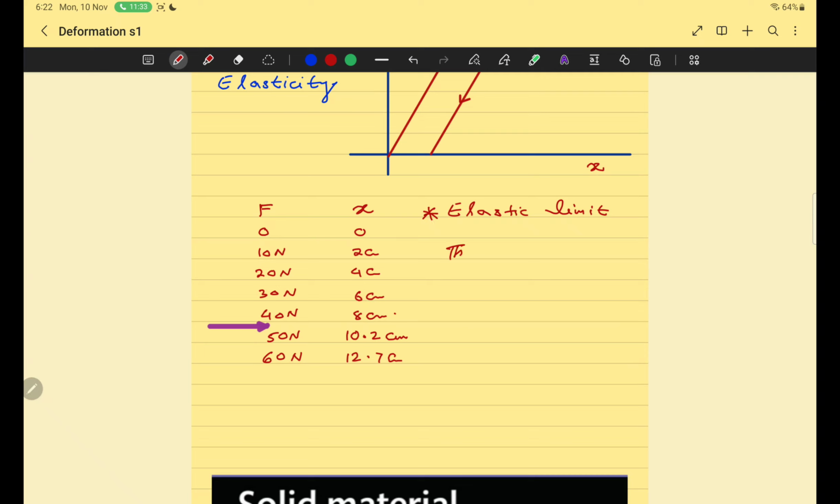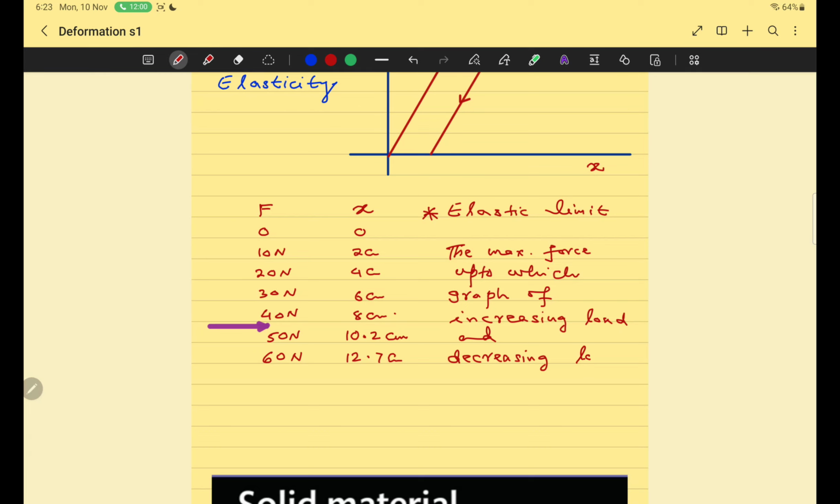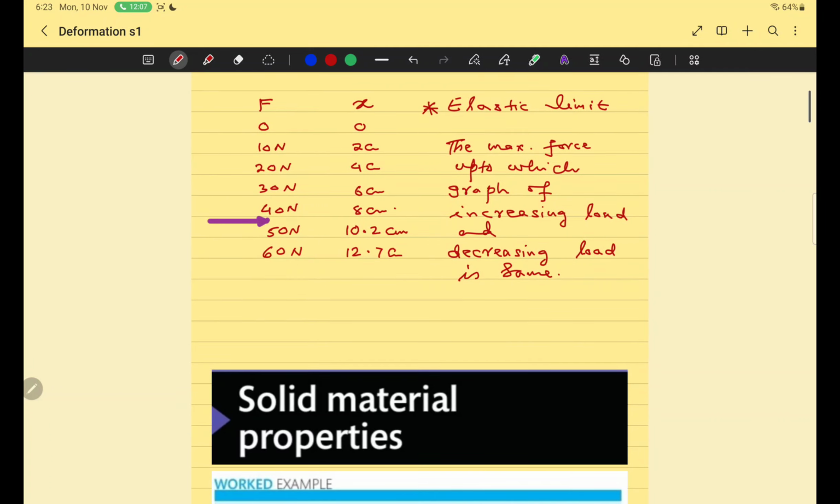Elastic limit means the maximum force up to which the graph of increasing load and the graph of decreasing load is same. It is called elastic limit.